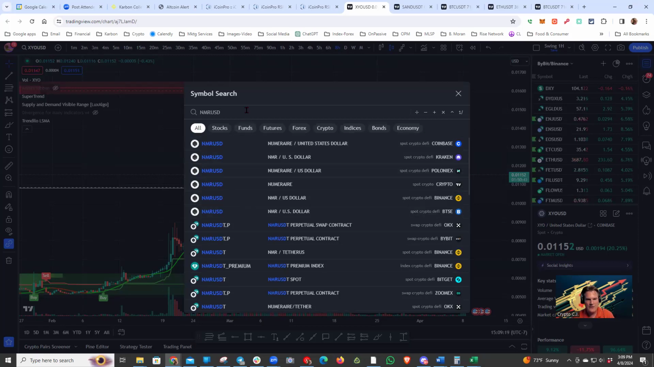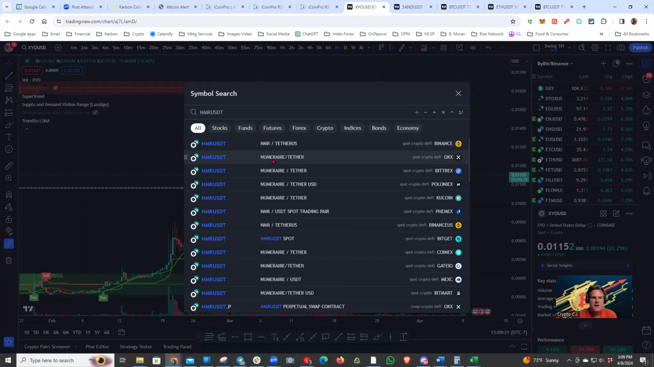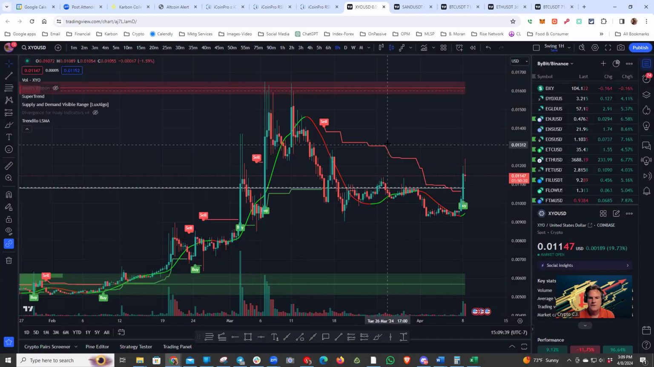And then if you're outside the US, you're going to want to use the Tether option because most of the foreign exchanges use Tether as a stablecoin pair. So you'll get that with Binance, Bybit, BingX, MEXC, some of those. Okay, so that's that one.